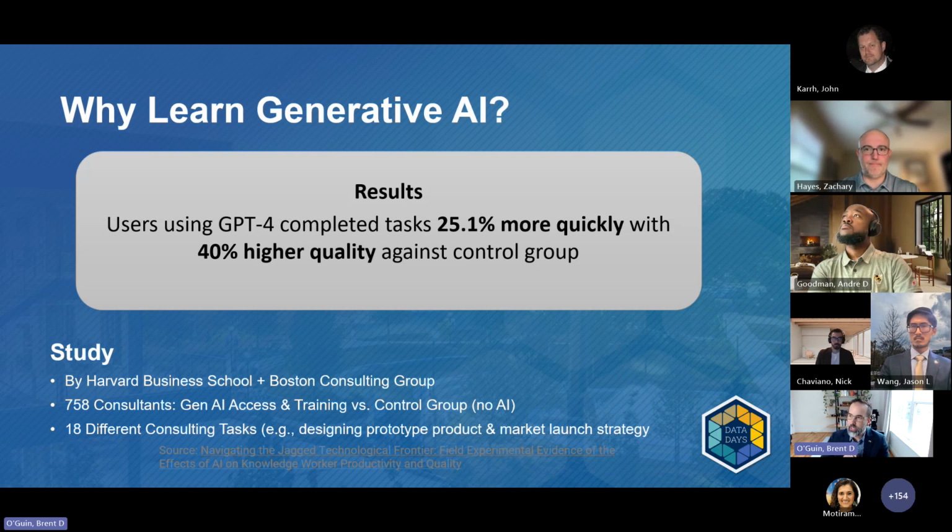First, why would we want to learn this? Why is this valuable? This was actually from a study, and there are several other studies out there, but this is one of my favorites still. It was between Harvard Business School and Boston Consulting Group, and looked at knowledge worker tasks, right? Things like building prototypes, building project plans, drafting emails, things a lot of us do all the time. And they trained one group in using GPT-4, which was the model behind ChatGPT at the time. There are more advanced models available now, also behind Copilot.